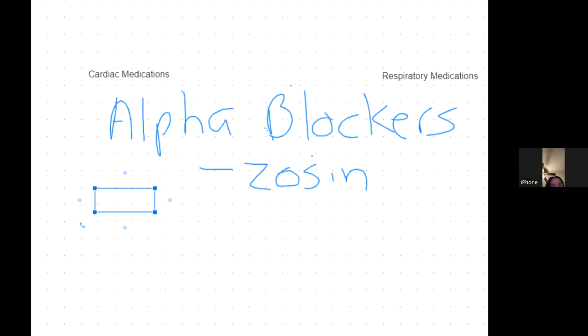Another thing with alpha blockers, not only is it good for blood pressure, but it's also good for something else that's not really related to cardiac. What is that? Men that have an enlarged prostate. So it's good for BPH. All right, so it treats BPH.